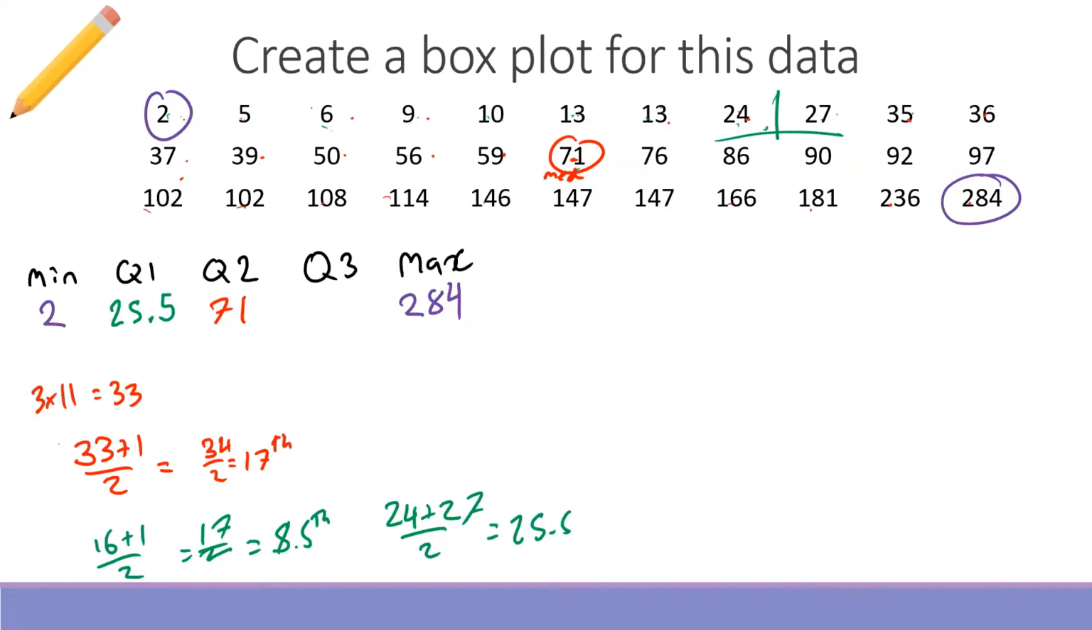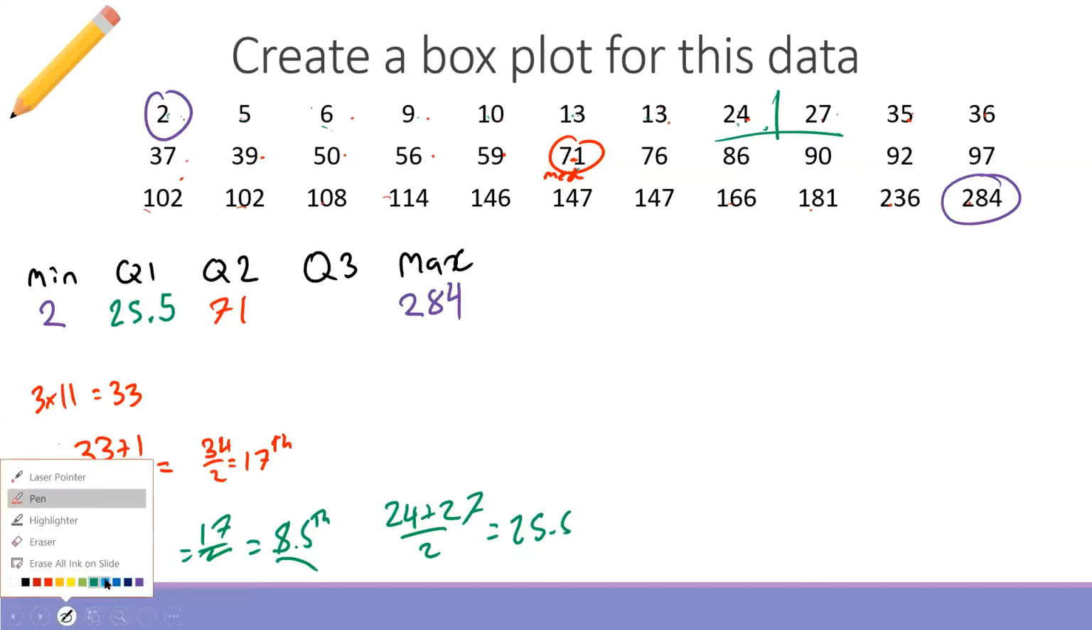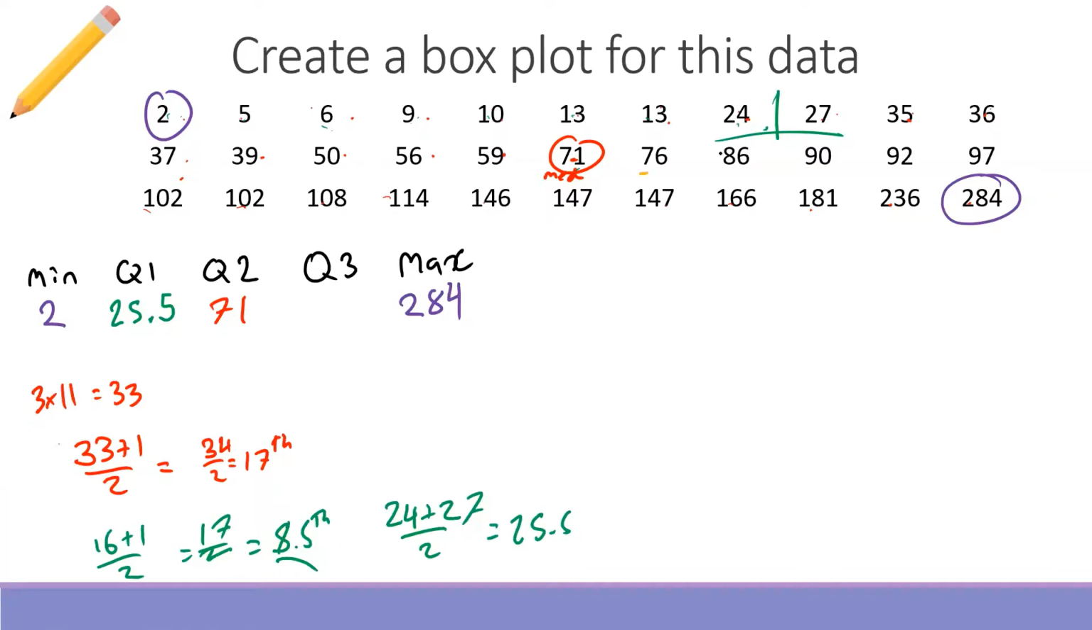Now, the advantage of having the 8.5th number is I actually can do this for the upper quartile as well. Let me show you. We go 1, 2, 3, 4, 5, 6, 7, 8 here. You can count it backwards as well: 1, 2, 3, 4, 5, 6, 7, 8. Halfway, yep. So we've got 108 plus 114 divided by 2, which is $111. And that gives us our 5-number summary.